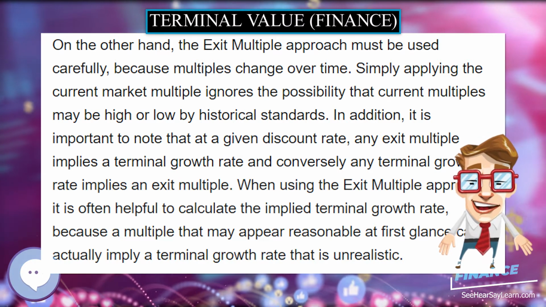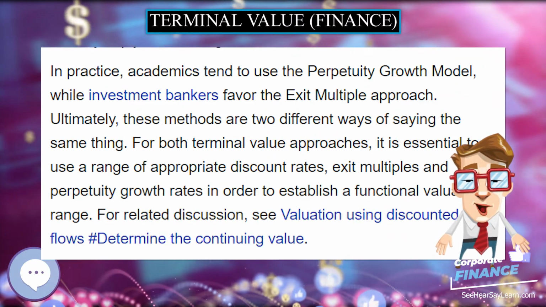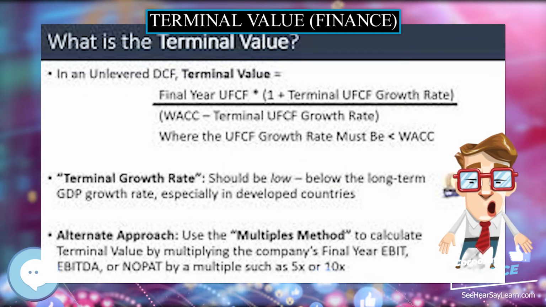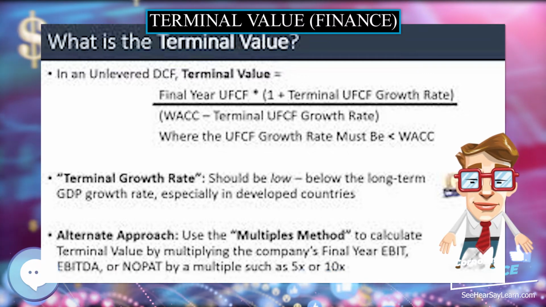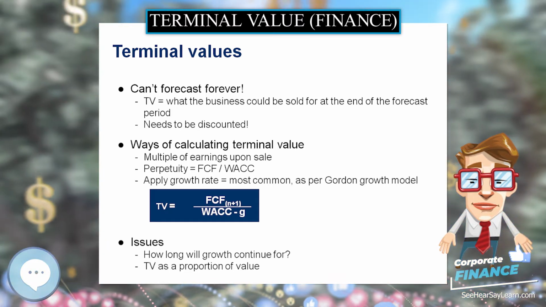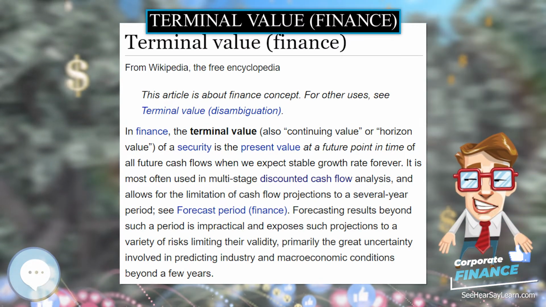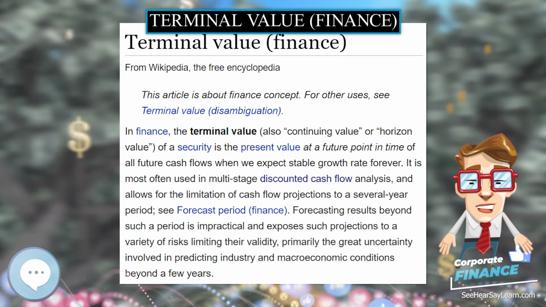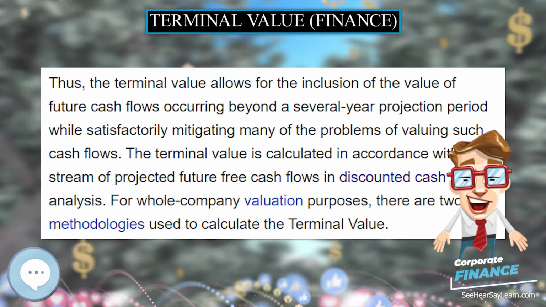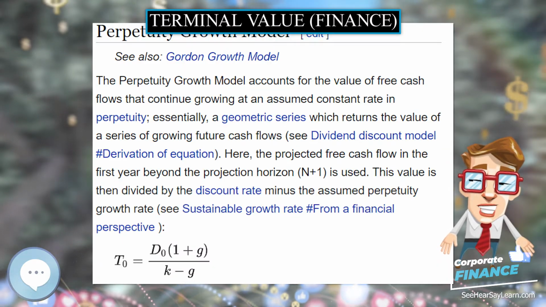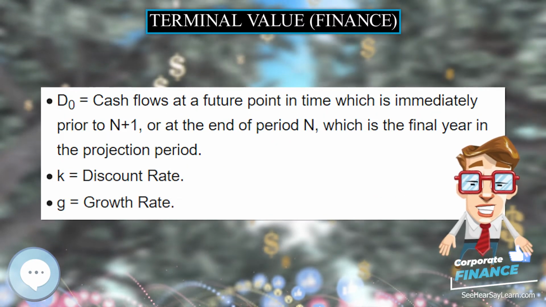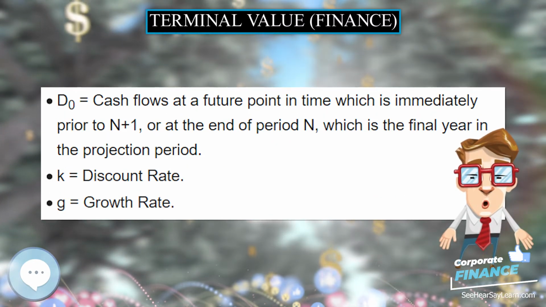The terminal value is calculated in accordance with a stream of projected future free cash flows in discounted cash flow analysis. For whole company valuation purposes, there are two methodologies used to calculate the terminal value. Perpetuity growth model. The perpetuity growth model accounts for the value of free cash flows that continue growing at an assumed constant rate in perpetuity, essentially, a geometric series which returns the value of a series of growing future cash flows. See dividend discount model #derivation of equation.